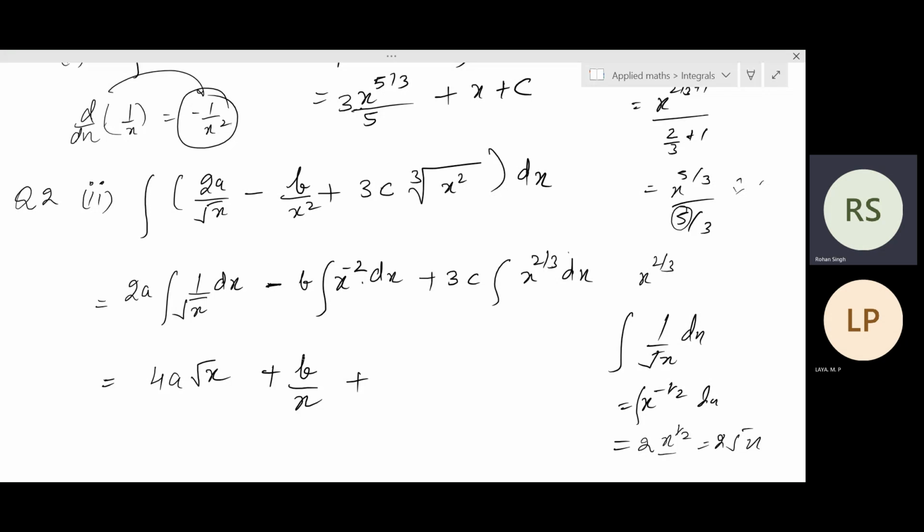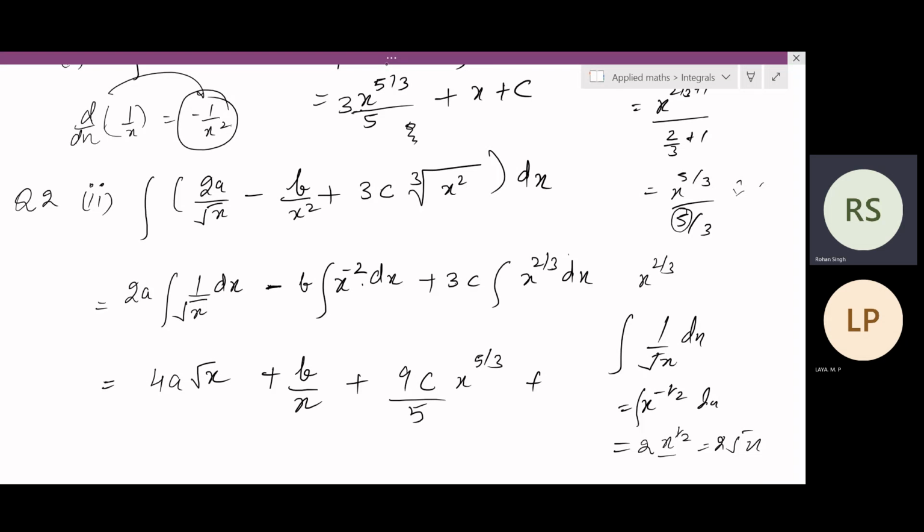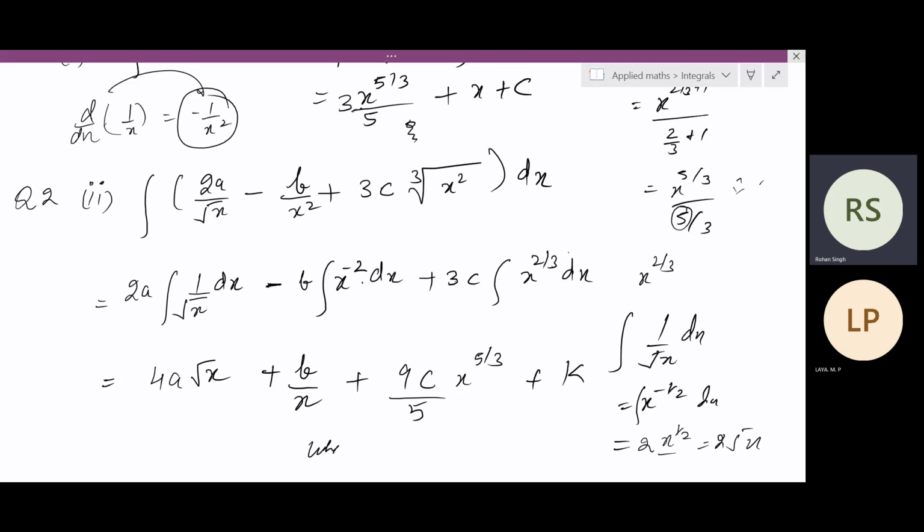We have done this over. This is x raised to the power 5 by 3, and the 3 will come out. Then that 3 and this 3 will become 9. C over 5, and then x raised to the power 5 by 3. 2 by 3 we have done just here, right? So let's add C to it. If the C's are the same, you can take any other constant also. You can take K. You can write where K is the integration constant.